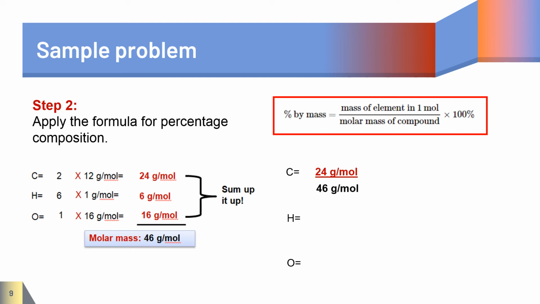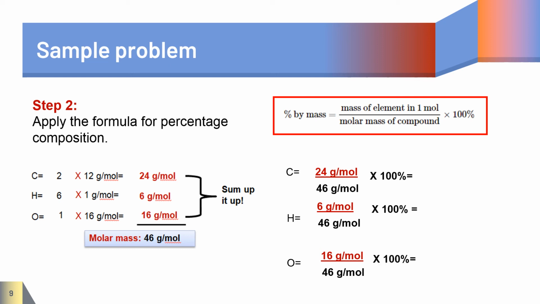So let us do the same thing with the other elements. For hydrogen, we have 6 gram per mole divided by, of course, the molar mass of 46 gram per mole. And for oxygen, we have 16 gram per mole and a molar mass of 46 gram per mole. In order to obtain an answer which is in percentage form, let us multiply all of them by 100%. So for carbon, we have 24 divided by 46 times 100.